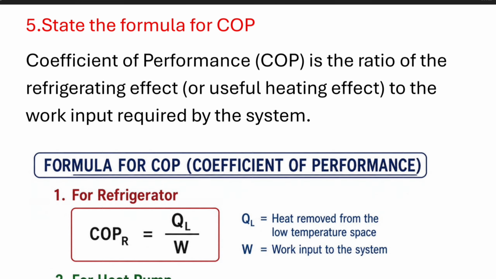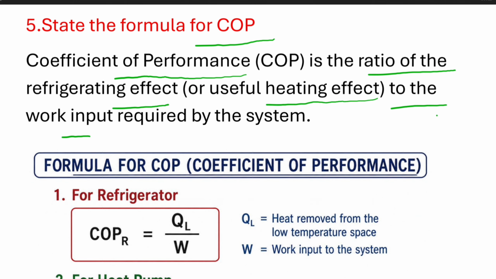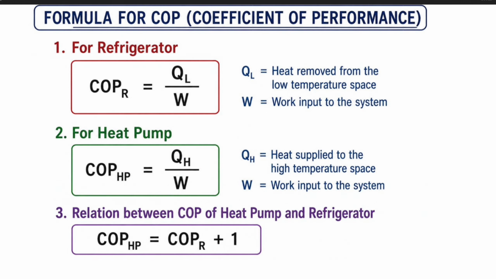The next question is: state the formula of COP. COP is nothing but coefficient of performance. So learn the definition: the ratio of refrigerating effect or useful heating effect to the work input required by the system. Coming to the formula for a refrigerator, COP is equal to QL divided by W. What is QL? Heat removed from the low temperature space. W is nothing but work input to the system.